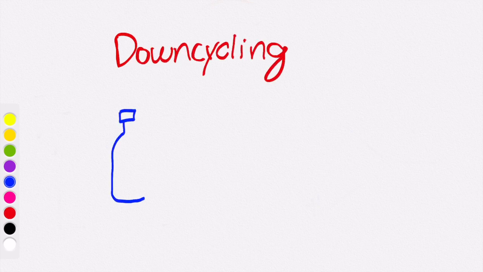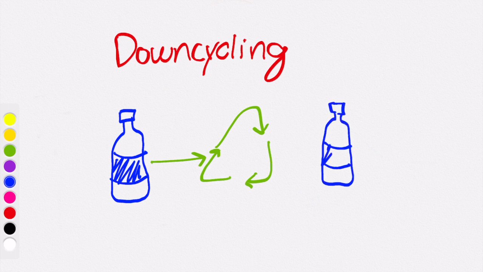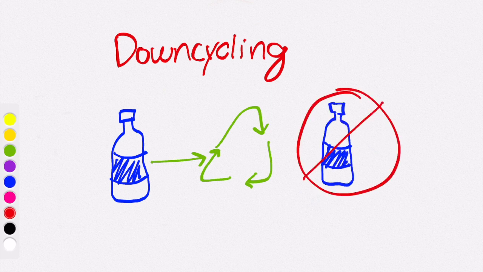While this all seems to work fairly well, there are several problems with mechanical recycling. One of these main problems is that mechanical recycling most often leads to downcycling. Basically, what this means is a soda bottle will never be a soda bottle again. So, what do we do about this?